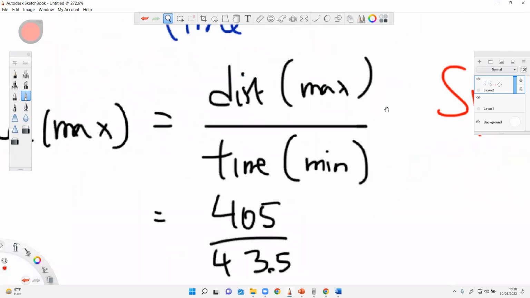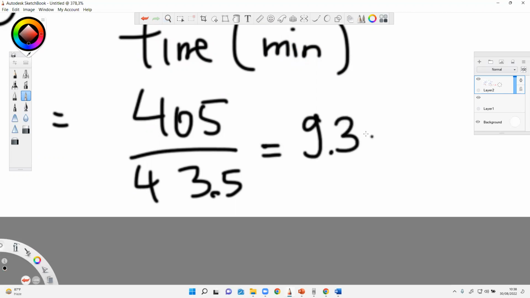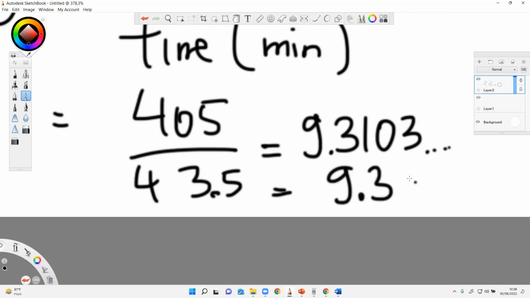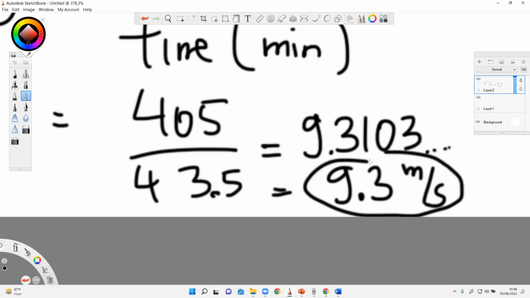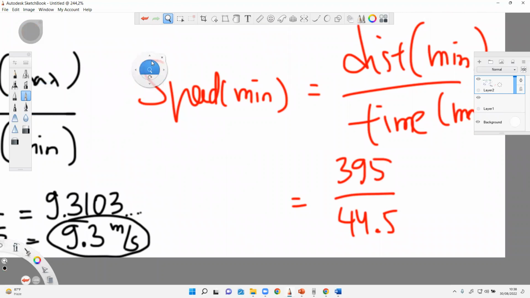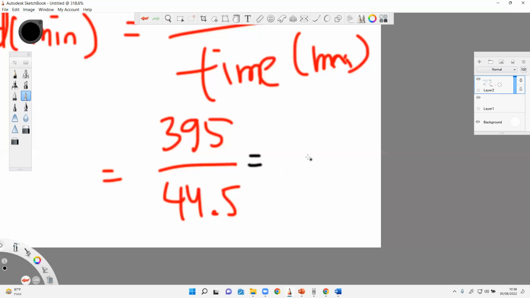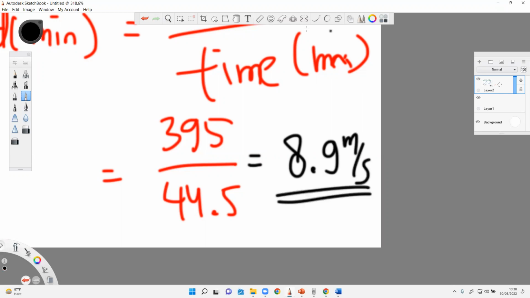Okay, calculator, please. 9.4. Okay, 9 point. Okay, thank you. I just write it like this. Yeah, 9.3 is okay. Meter over second for the answer for the maximum speed. And again, if I ask you for the minimum speed, what is the answer then? Okay, please calculate. Okay, that's it, meter over second.